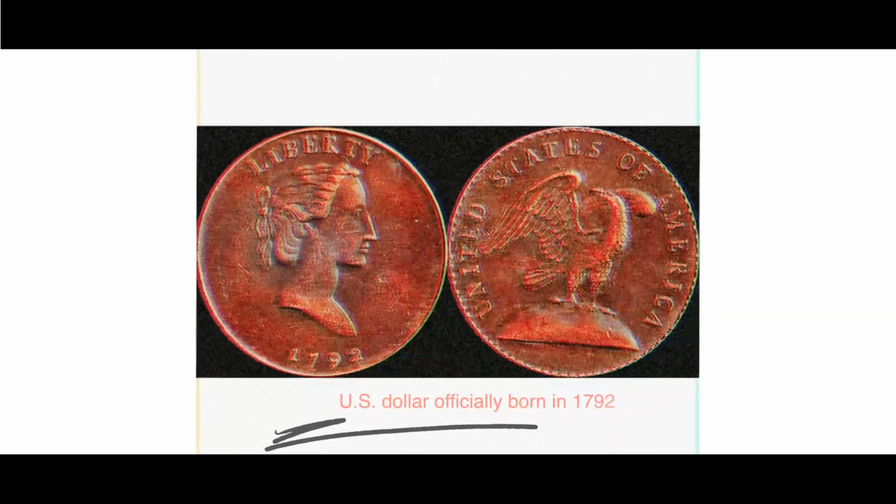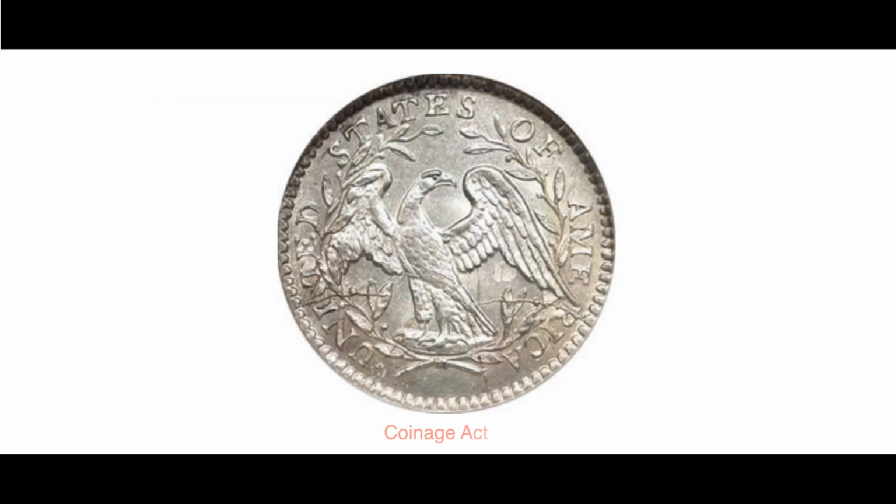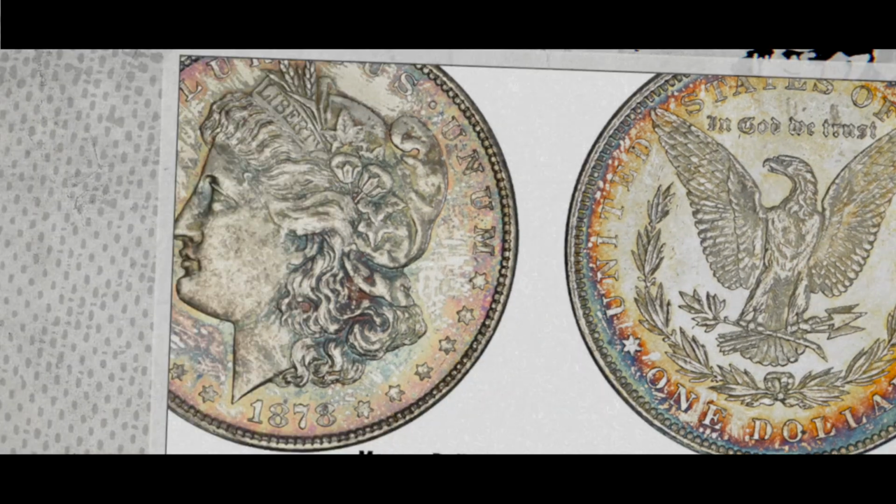The US dollar was officially born in 1792 with the Coinage Act. This law created the US Mint, which was responsible for producing coins. The dollar was defined as a specific amount of silver, and it was divided into 100 smaller units called cents. The first coins featured symbols of freedom, like the eagle and the liberty cap. These designs were important because they represented the value of the new nation.